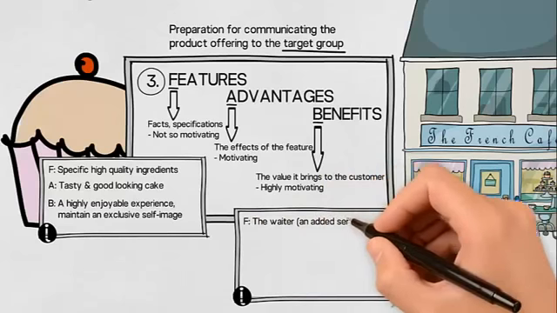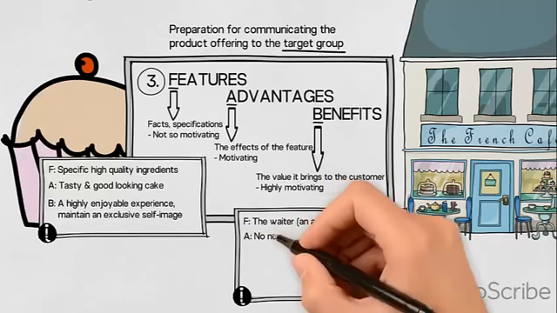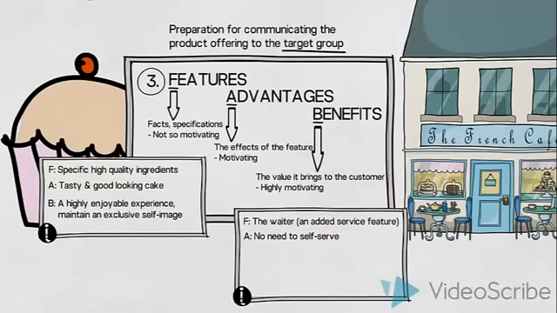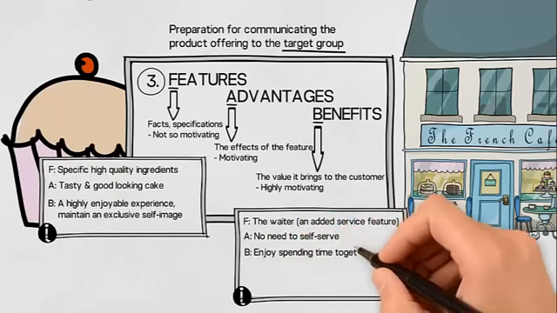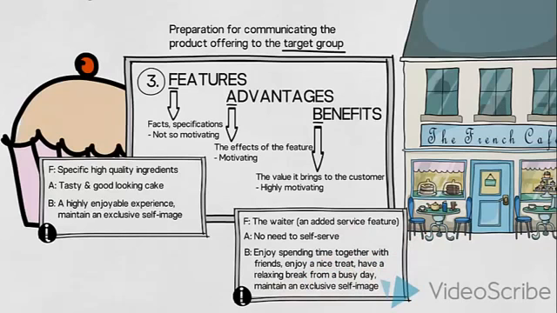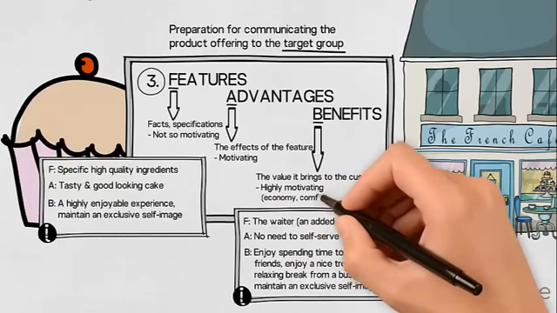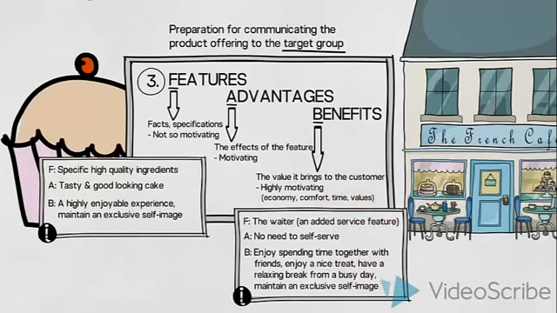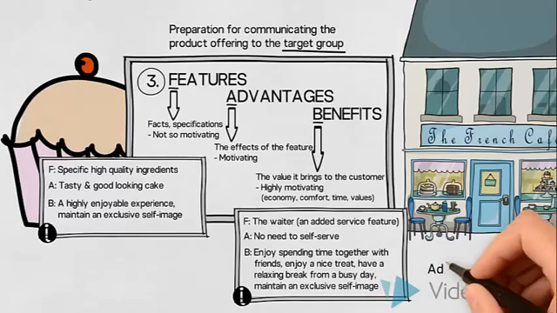Another feature is our added service of a waiter. The advantage for our target group is that they don't have to self-serve. The benefit is that they can concentrate on spending time together, enjoy a nice treat and a relaxing break from their busy day. Being serviced adds to the perceived value of our product offering, especially for our target group. So benefits are what gives the customer value, and therefore they are often described in terms of economy, time, comfort or values. In our example, comfort and values are the benefits. These values and benefits should be communicated to the target group in our mix of promotional activities.